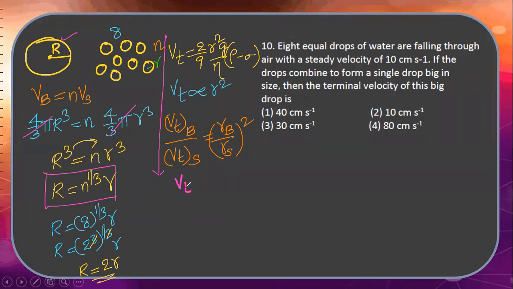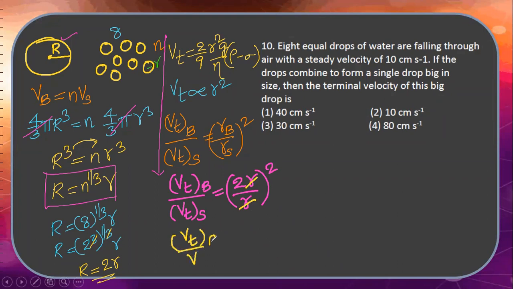So terminal velocity of the big drop divided by terminal velocity of the small drop is equal to the radius of the big drop, 2r, divided by the radius of the small drop, r, whole square. Then r gets cancelled. The ratio is 2 squared, 4 by 1. Terminal velocity of the big drop divided by terminal velocity of the small drop is 4:1. Then what is given? Terminal velocity of the small drop is given.